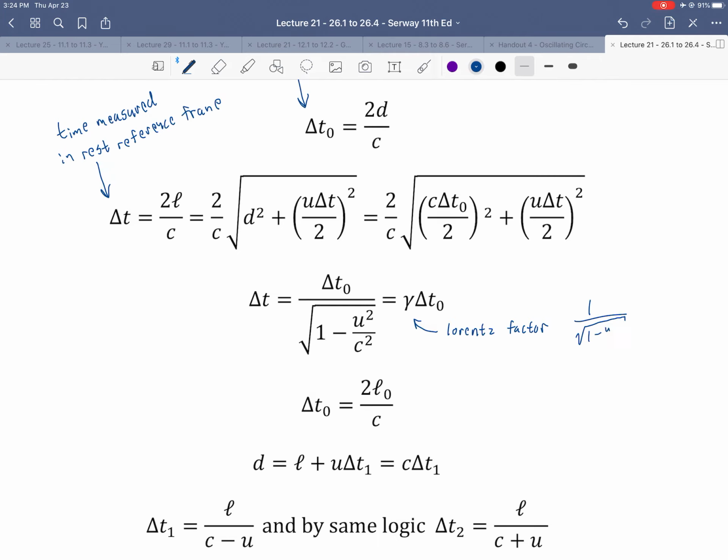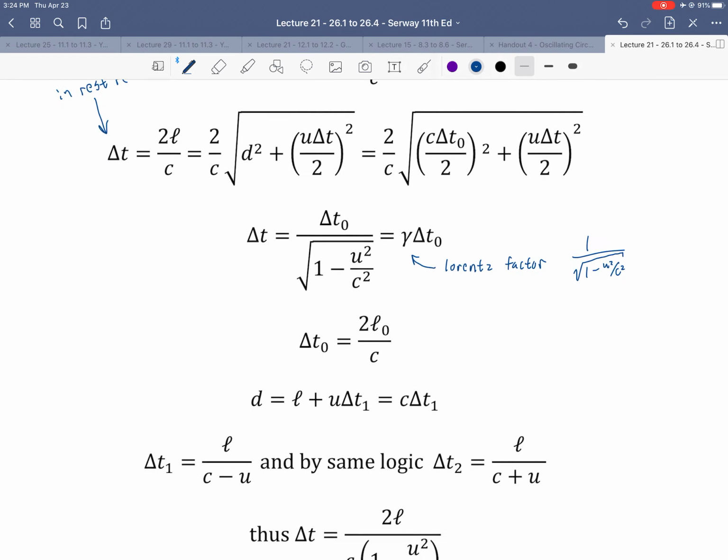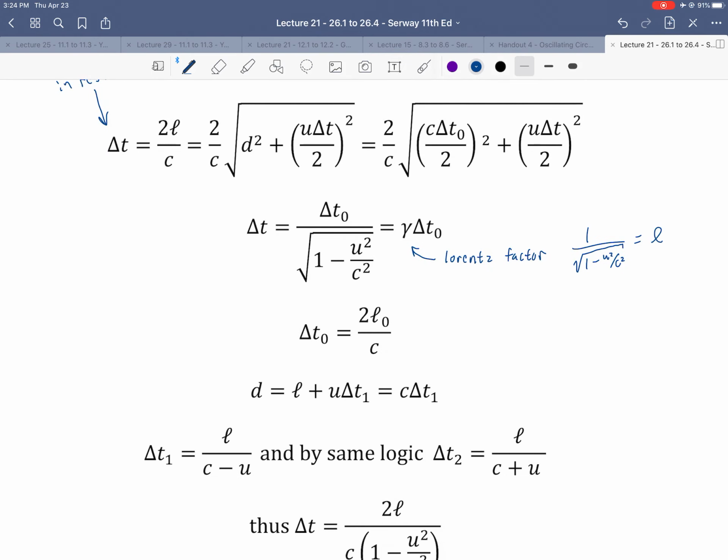And it's just 1 over the square root of 1 minus u squared over c squared. Okay, and the u is just the speed of the reference frame. That equals gamma. Okay, so that's a wonderful way to clean it up. And indeed, we can see that delta t is always going to be longer than delta t naught, right?